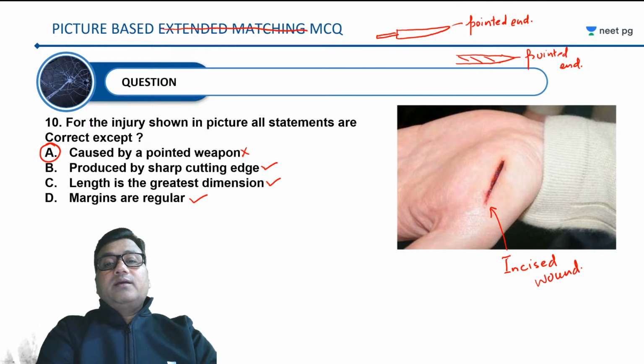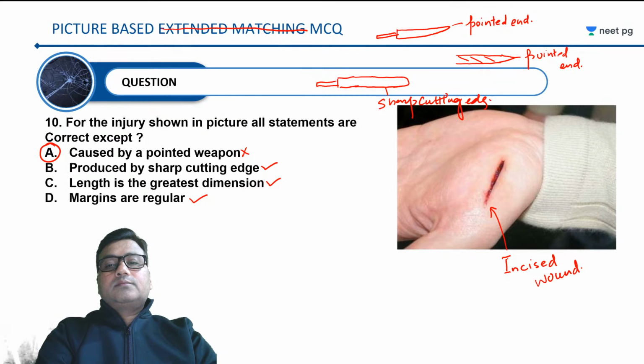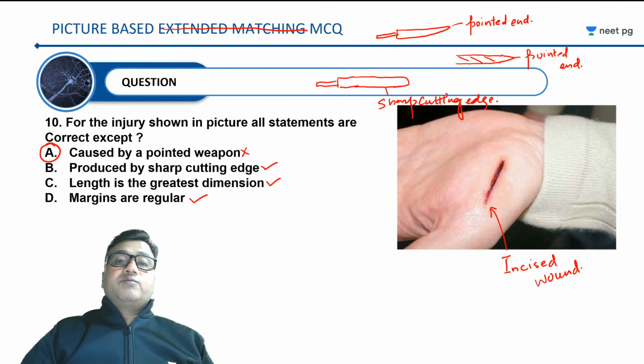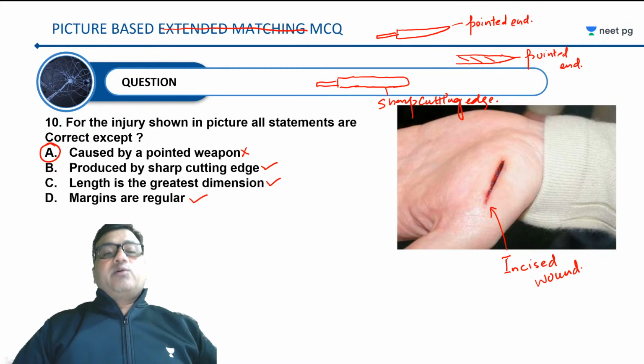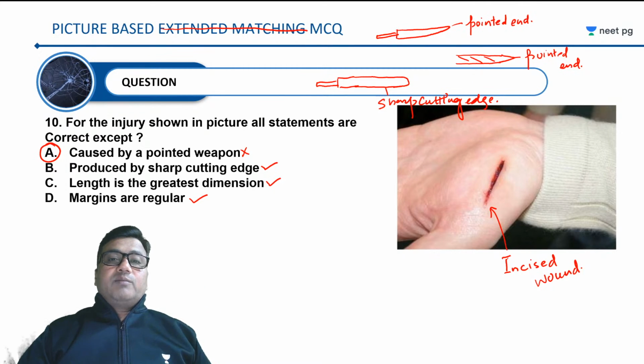And similarly, if you have, let's say, a knife like this, which has a sharp cutting edge, but it does not have a pointed end, it can still produce an incise wound. So what exactly we require to produce an incise wound is now clear to us, that we require a sharp cutting edge, not a pointed end.